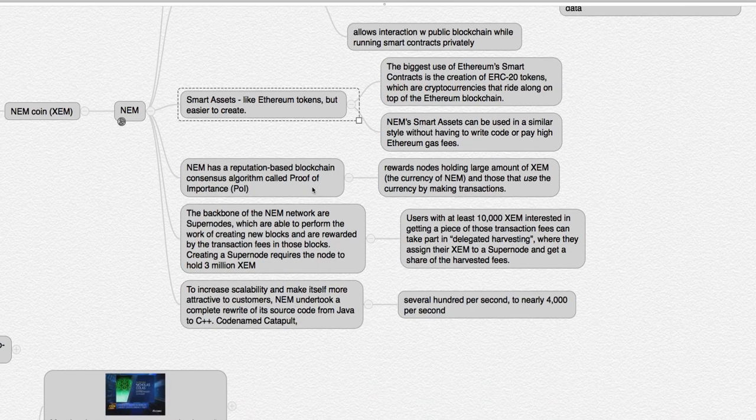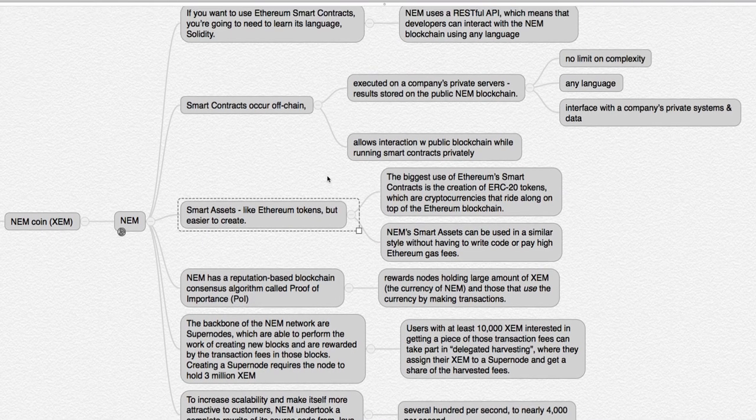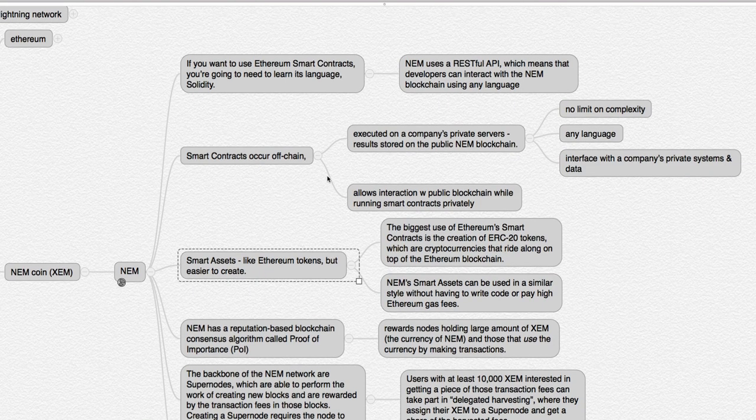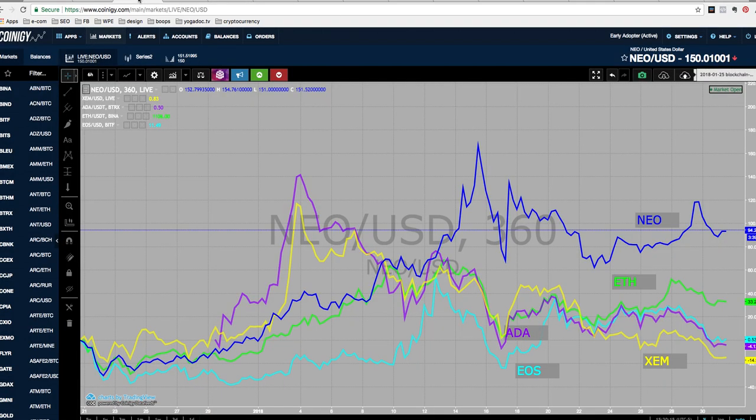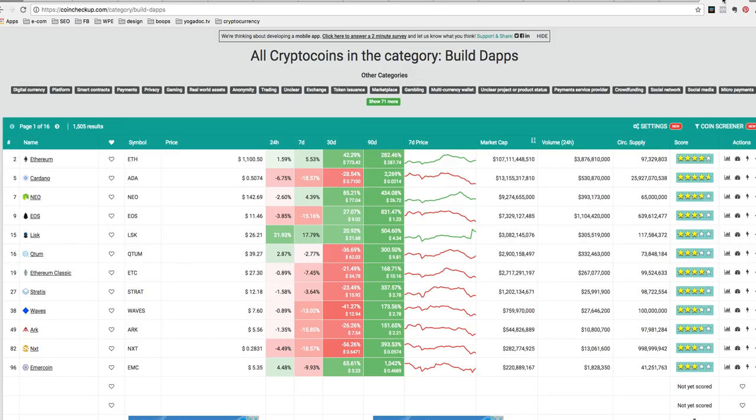The smart assets work on the NEM chain. It's kind of the Japanese Ethereum for business, and smart contracts can be built off-chain and then interact with the public blockchain. So that's NEM, and we put it on our blockchain builder sector comparison chart, although it didn't appear on the Coin Checkup site. So I'm not sure why that is.